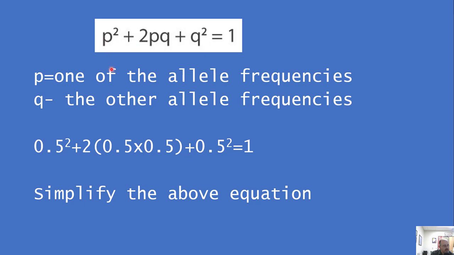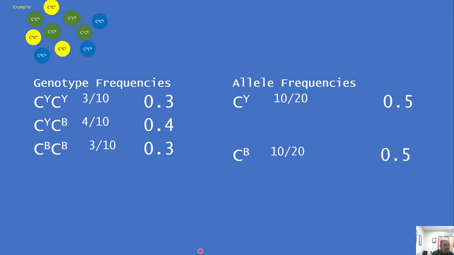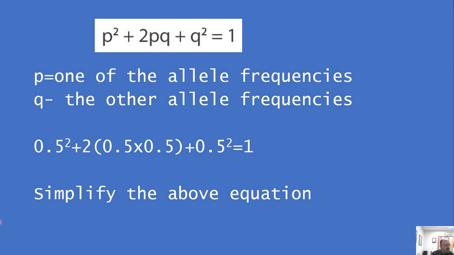So P squared, let's remember what those allele frequencies were. Let's step back one slide. 0.5 and 0.5 for both of those, okay? So you plug that in. P squared is 0.5 squared. That's what I wrote right here. Plus 2 times P times Q. That's 0.5 times 0.5 times 2, plus Q squared, which is once again 0.5 squared.